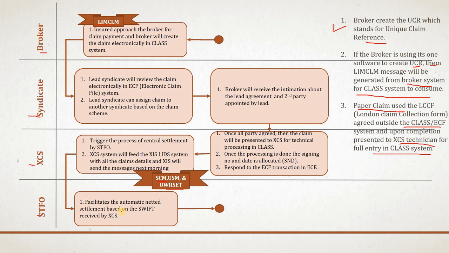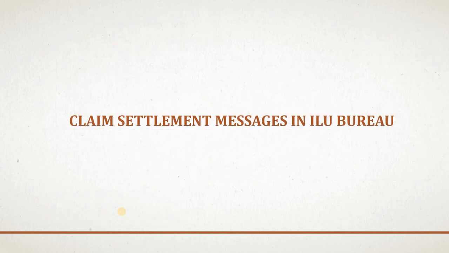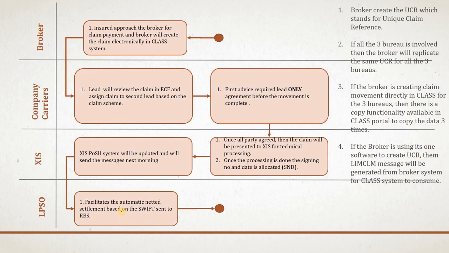So these are the messages which get triggered at the time when the lead system has processed all the information. Now in terms of ILU, the process remains the same, which we have already discussed, but let's see the key points. The broker creates the UCR, which stands for Unique Claim Reference, which helps the various parties to track down the claim. If all the bureaus are involved in the claim, then the broker will replicate the same UCR for the 3 bureaus, as explained earlier.